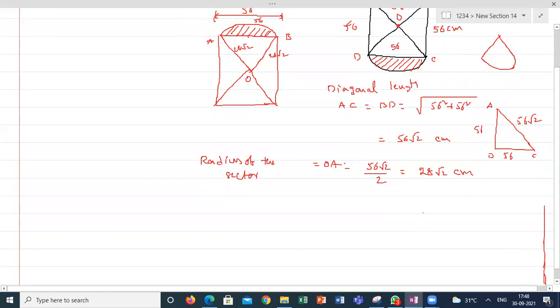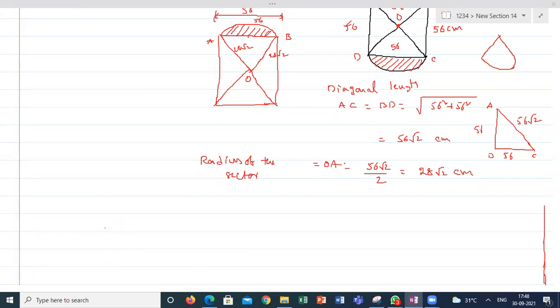But how to calculate the sector area here? How to calculate the sector area? Students, how can we calculate the sector area? Students, please respond.